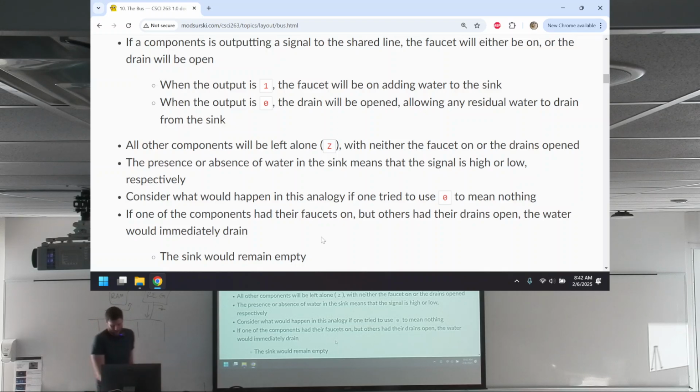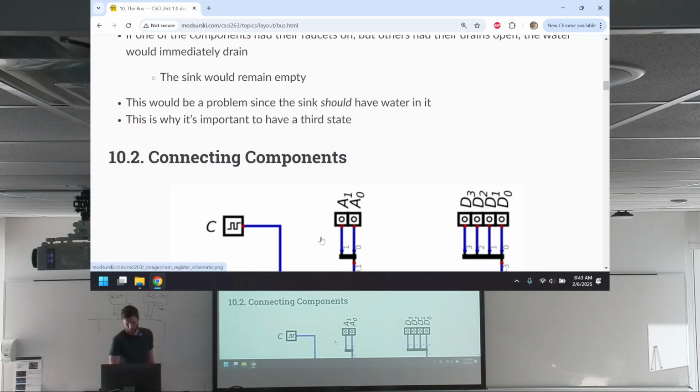The presence or absence of water in the sink means that the signal is high or low, respectively. Consider what would happen in the analogy if one tried to use 0 to mean nothing. All the drains would be open, right? If 0 meant nothing, the drains would be open, and as soon as you turn on a tap, that water disappears. It's gone, right? No good. This would be a problem since the sink should have water in it, the water that we want to go specifically to whatever component.